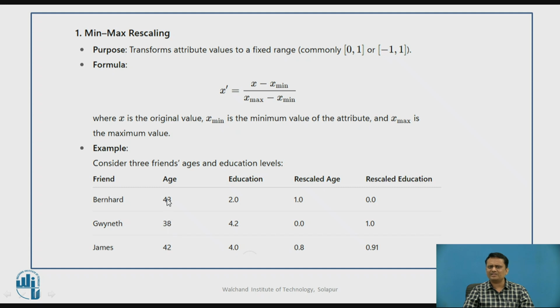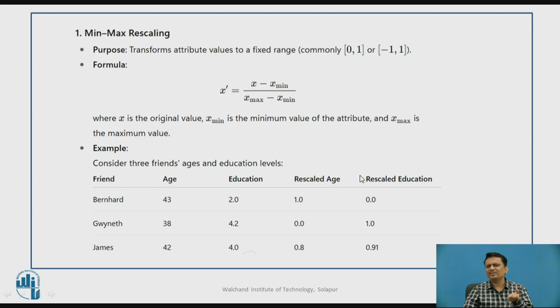So what will be the difference? 5, divided by x max minus x min. Again that difference will be 5. So 5 divided by 5 is 1. So that's why the rescaled age is 1. And 38 is represented as 0. That is the interpretation of min-max scaling. So the minimum value will be represented as 0 and the maximum value is represented as 1, if you are considering 0 to 1 as the range.